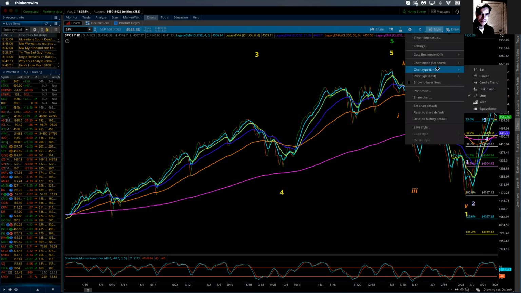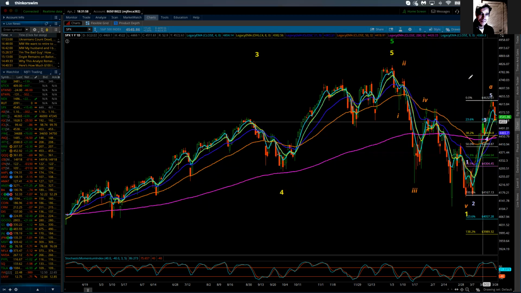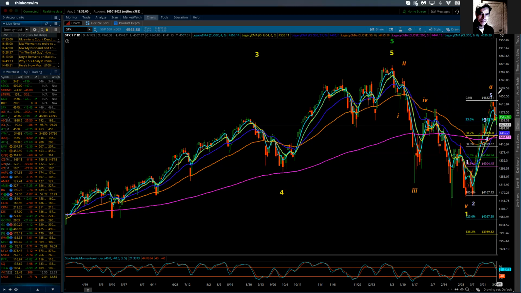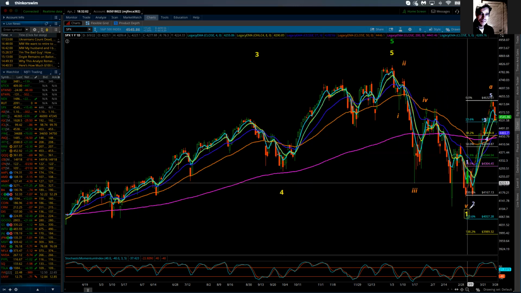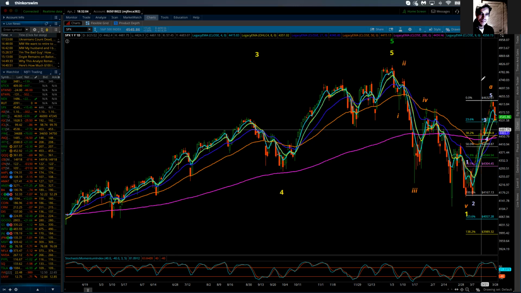So I continue right now to look for a B wave decline and then the C wave up to finish intermediate wave 2, taking longer than I would have expected, but the market is sitting in a very difficult place. Now, this is where everything else starts to come in.